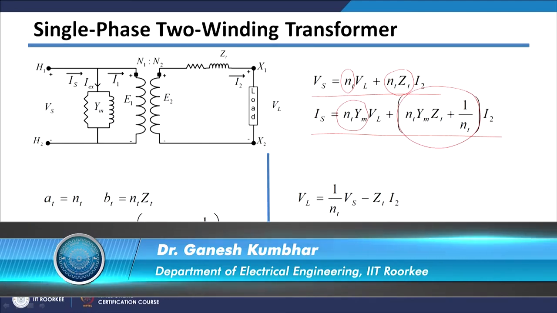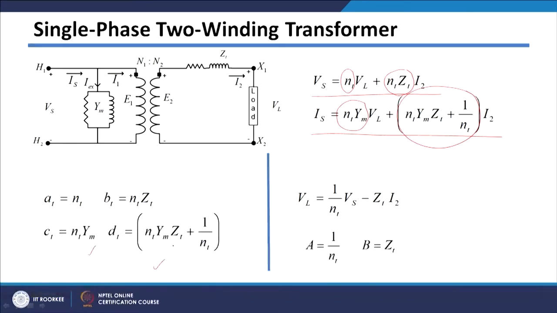Similarly, many times we need to calculate load voltage in terms of source voltage and load current. In that case, we have defined them in terms of the capital B parameter, which we calculated in the last class, so that the load voltage is modeled in terms of source voltage and load current. So, this gives me the capital A parameter, and this gives me the capital B parameter.